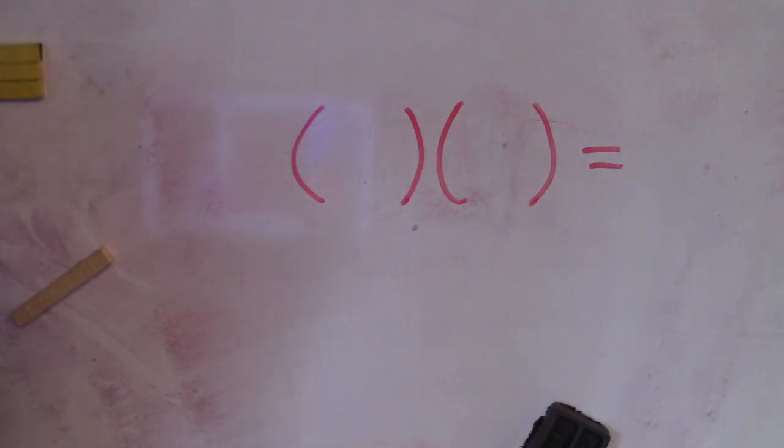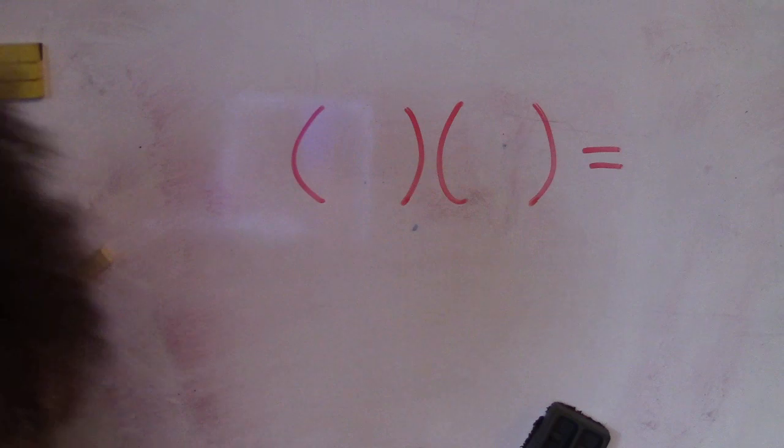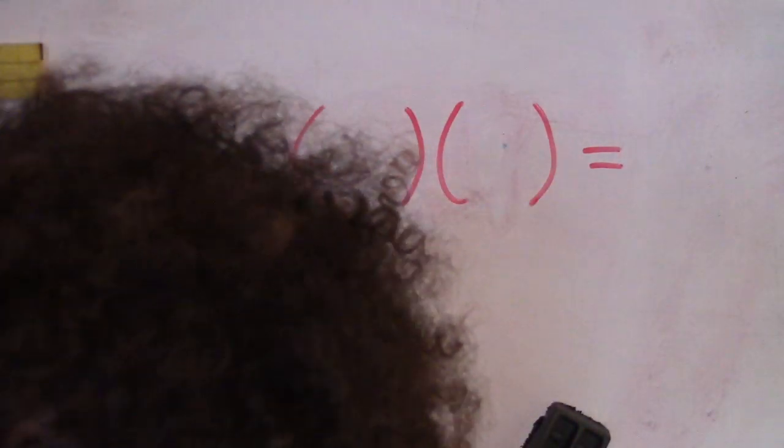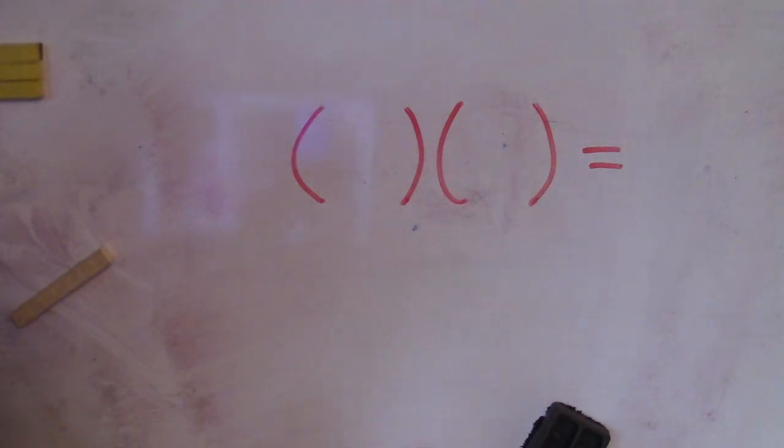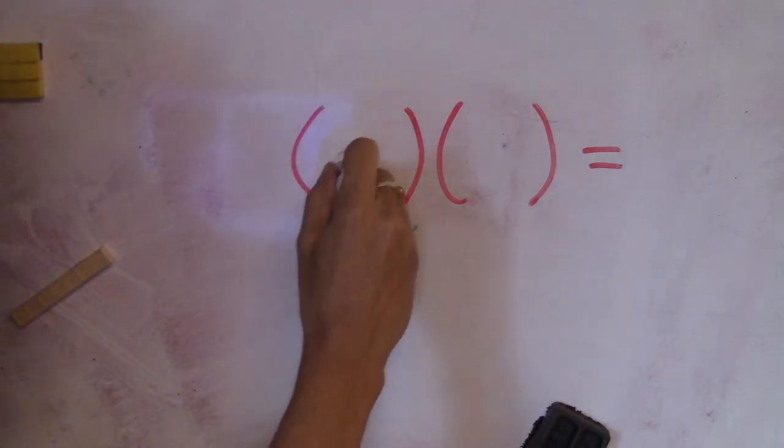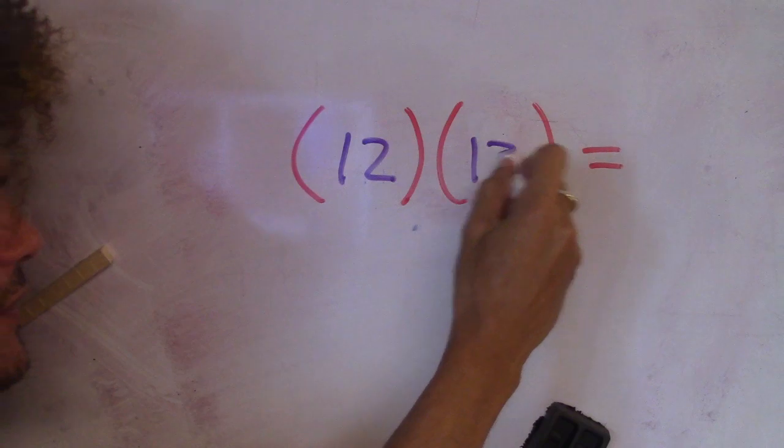See, no blocks, just symbols at this point, right? Hopefully you can see some of this in your head, though. All right, let's use a different color pen just for giggles. And let's get into the teens. How about 12 times 13?